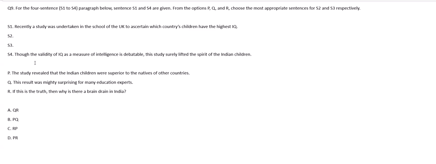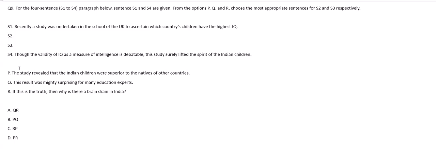Let's go to the first sentence, and see what is followed by what in the next sentence. A study was undertaken. Let's go through the options. Option P: The study revealed that the Indian children were superior to the natives of other countries. Q: The result was mightily surprising for many educational experts. R: If this is the truth, then why is there a brain drain in India? Seeing these three options, we can eliminate option R.